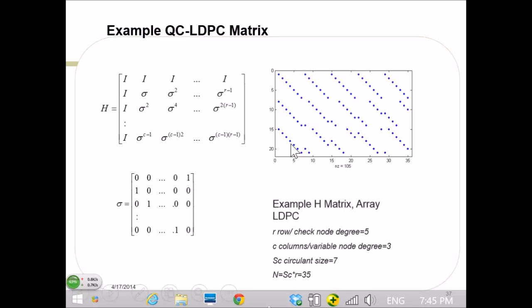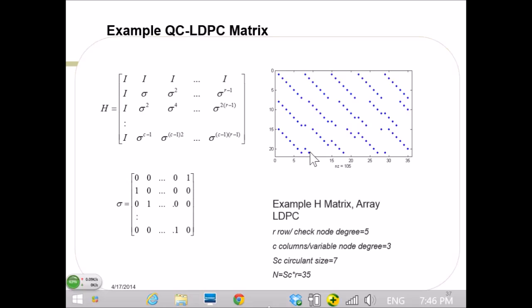So now in the third row, instead of being shifted by 1, this is still the identity matrix, the same as here. And the next one is shifted by 2 here. That's why you see 2 dots here. So essentially, what I'm saying is you can construct an LDPC matrix using the circulants, and the shift coefficients are calculated using a simple formula for this one.